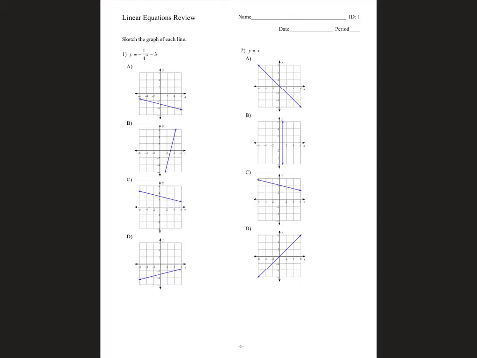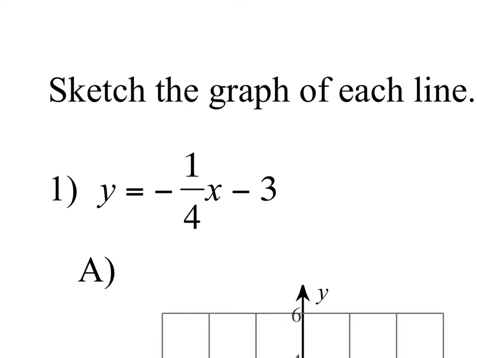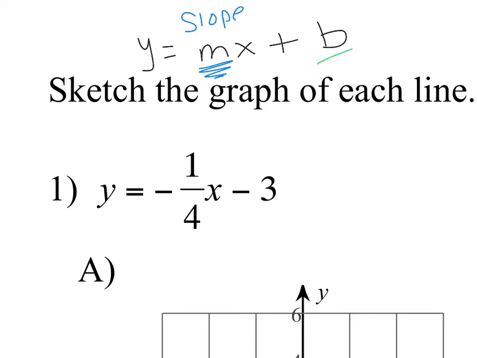I'm going to zoom in, first of all, on question number 1 so we can see the equation. And you're going to notice it's in slope-intercept form. Just a reminder of what that means. It is y equals mx plus b. Remember that that means the m, the coefficient in front of the x, is the slope of the line. And then the b, the constant that's hanging out at the end, represents the y-intercept.